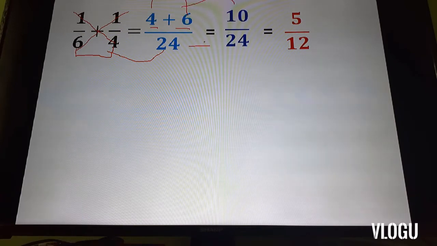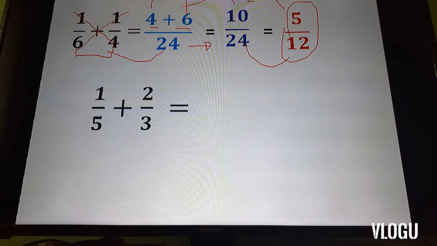Copy the denominator, and think of a number that can divide both 10 and 24, and I have to divide these by 2. If I divide 10 by 2, that is equals to 5. And if I divide 24 by 2, that would give us 12. And thus, this is my final answer.